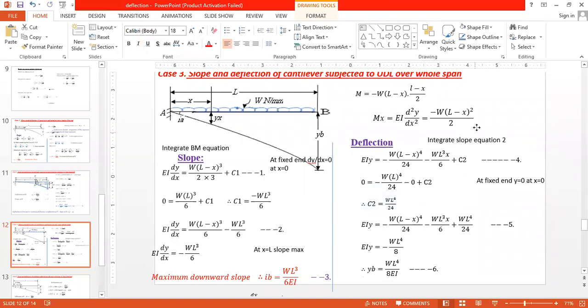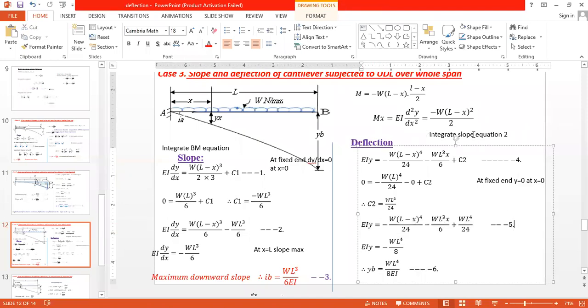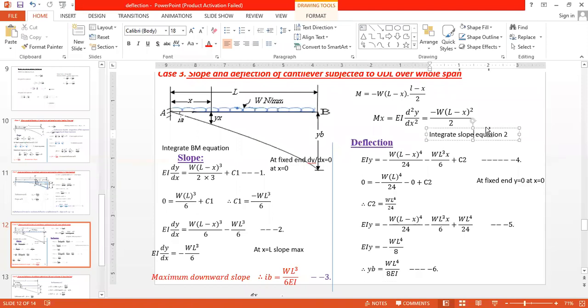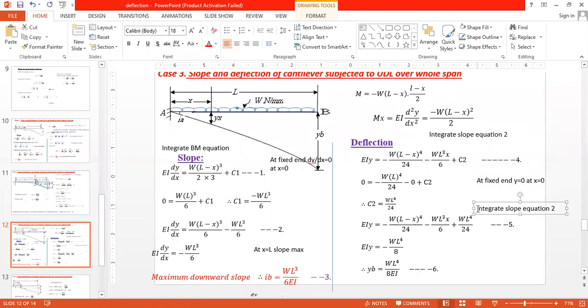Now after that you put this value of C2 in equation number 4. What will you get? You see here, the first term is as it is, the second term is also as it is, and in the last term, C2 will be replaced by WL raised to 4 divided by 24. Now this is your deflection equation. This equation number 5 is your deflection equation. Now I will write here: this one is the deflection equation.